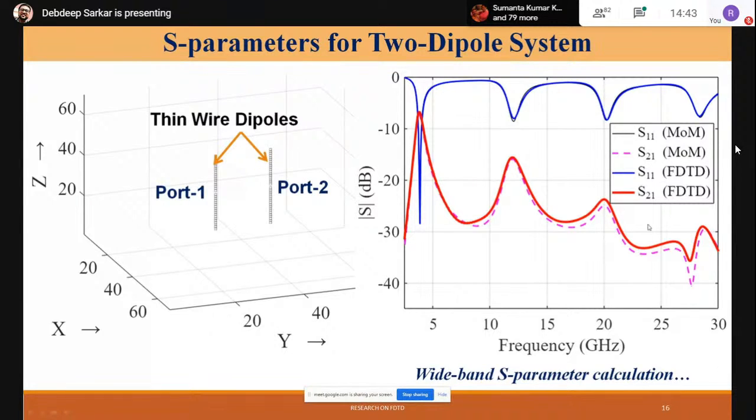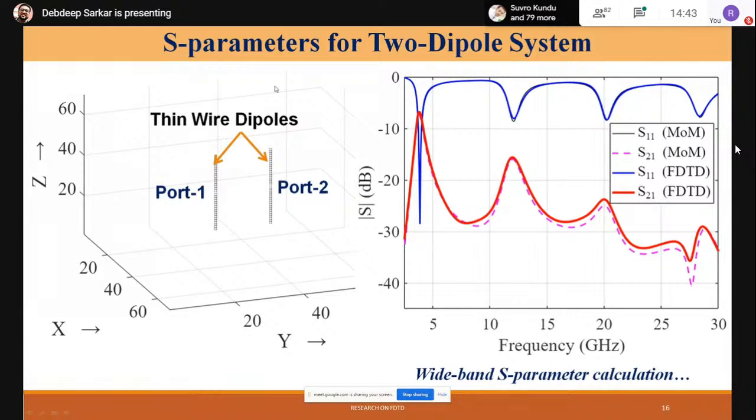So you can see that mostly the patterns are matching, but there are some slight discrepancies in the S21 levels. Again, those things can be taken care of, like we can choose how much. I think this part has also been discussed.